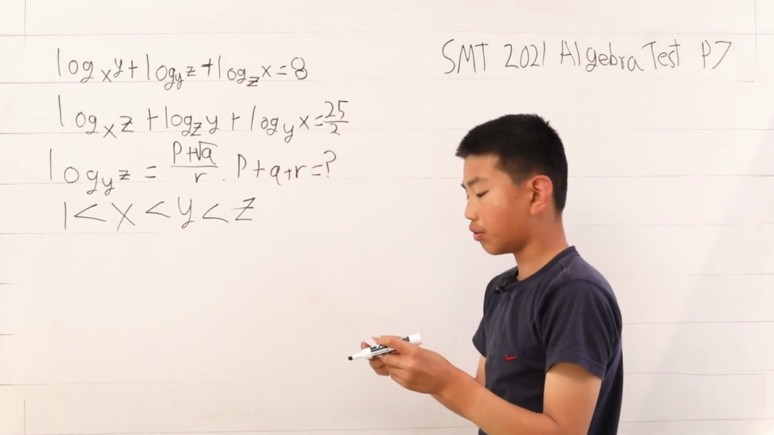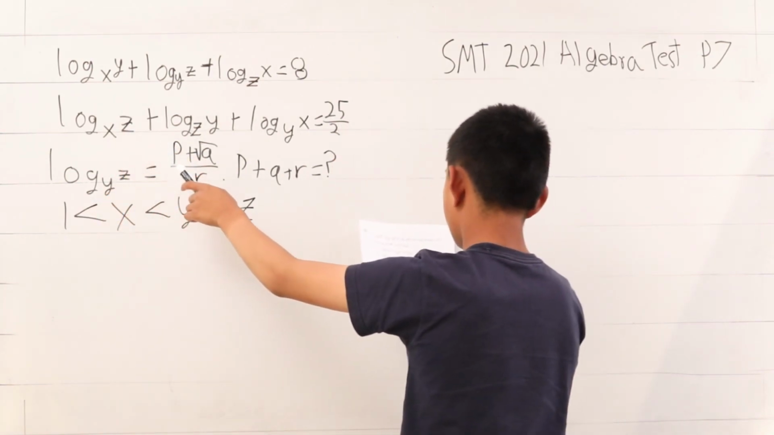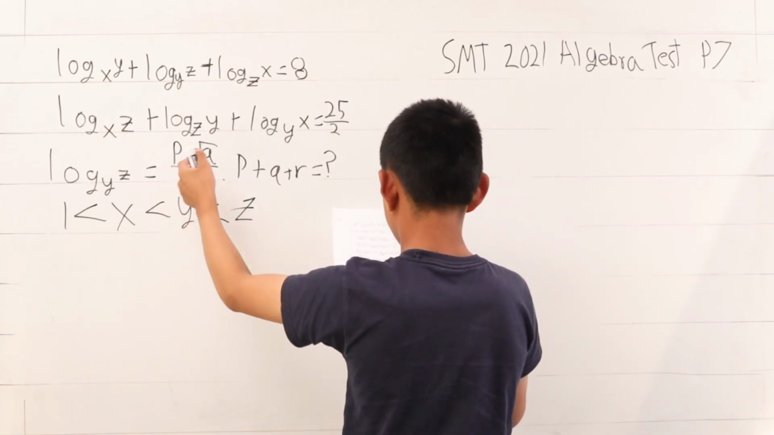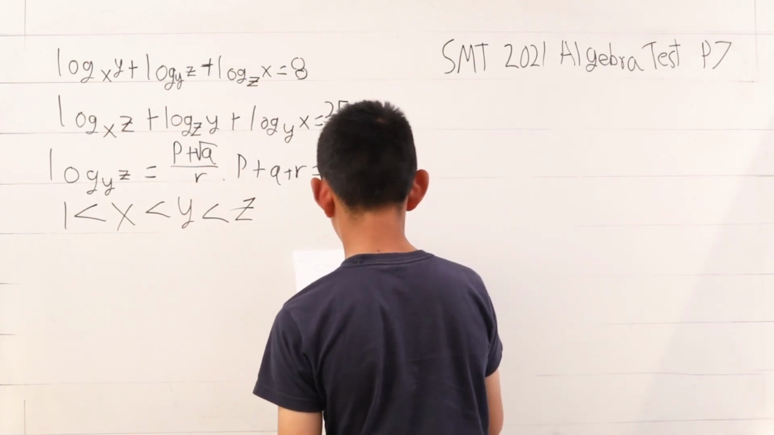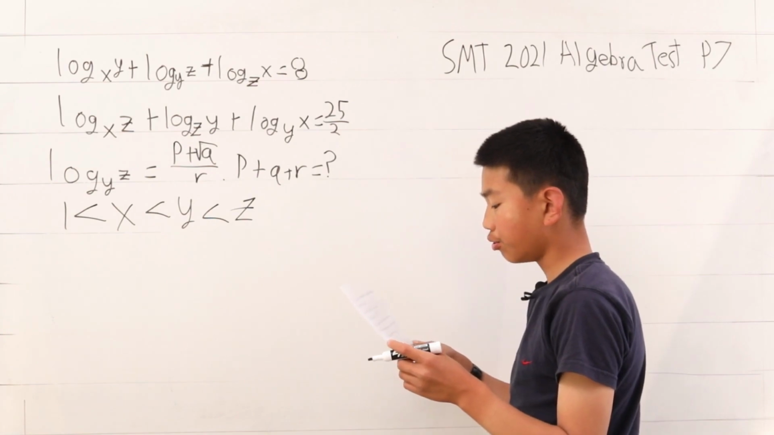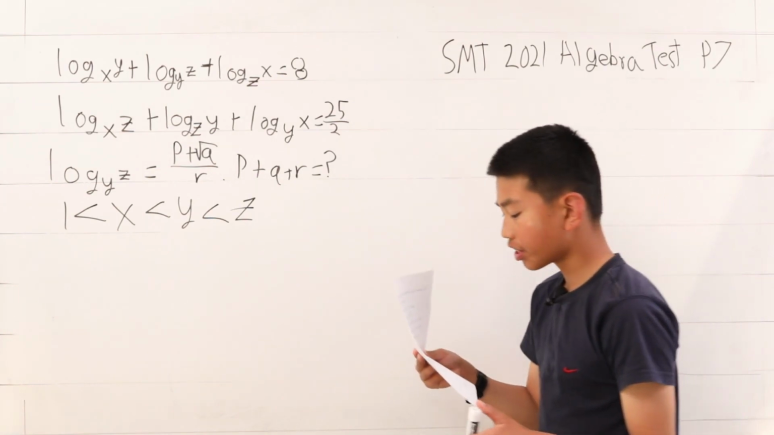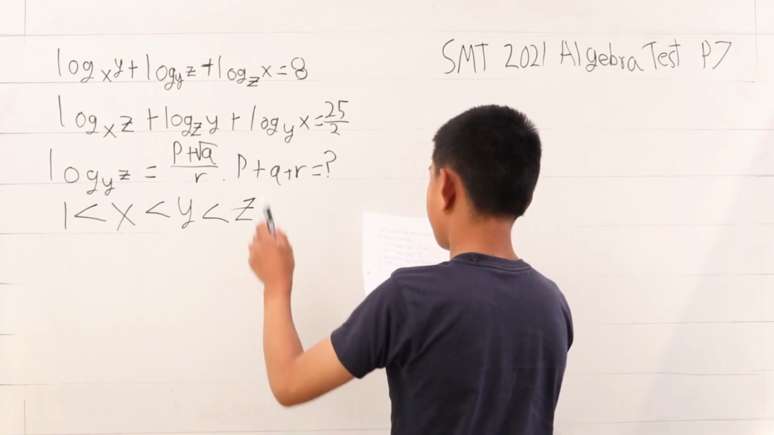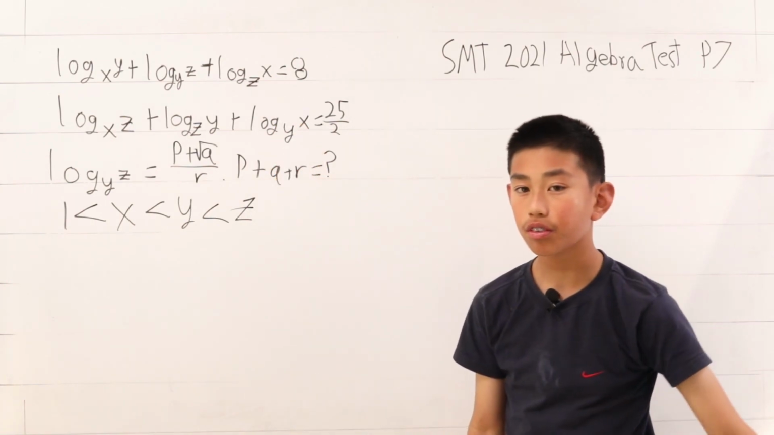The value of log base y of z can then be written as (p plus the square root of q) divided by r for positive integers p, q, and r, such that q is not divisible by the square of any prime. And what we want to do is compute what p plus q plus r is.